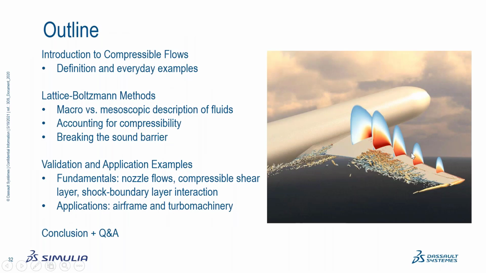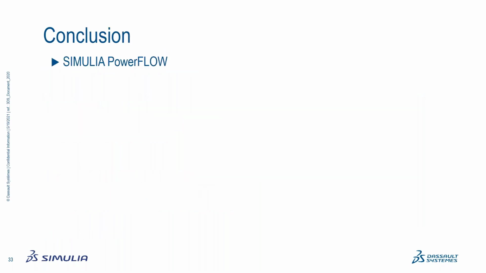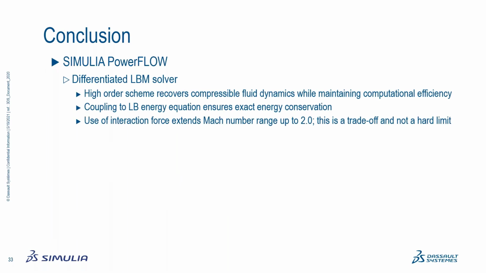Okay, this brings me already to the final part of this presentation, which is the conclusion, and then we will have some time for Q&A. So as a conclusion, Simulia PowerFlow has a differentiated LBM solver, and it is differentiated in the way that it has a high order scheme that recovers the compressible fluid dynamics while maintaining the computational efficiency. And this is basically being achieved by coupling to an LB energy equation, which also ensures exact energy conservation on top of mass and momentum conservation. This is achieved by the use of an interaction force that extends the Mach number range of up to 2. And again, this is a trade-off and not a hard limit.